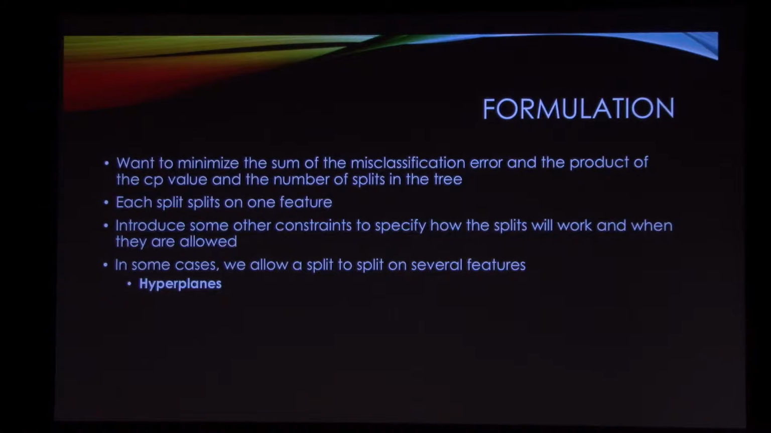So in the formulation of the problem, we want to minimize our misclassification error, and we also want to add a penalty. In other words, we don't want our trees to be too large or too complicated, because if we present that information to a doctor, let's say, it's going to be really hard for the doctor to analyze that. In most cases, we're going to split only on one feature. However, there will be some instances where we allow a split on several features, which would be something called a hyperplane split.